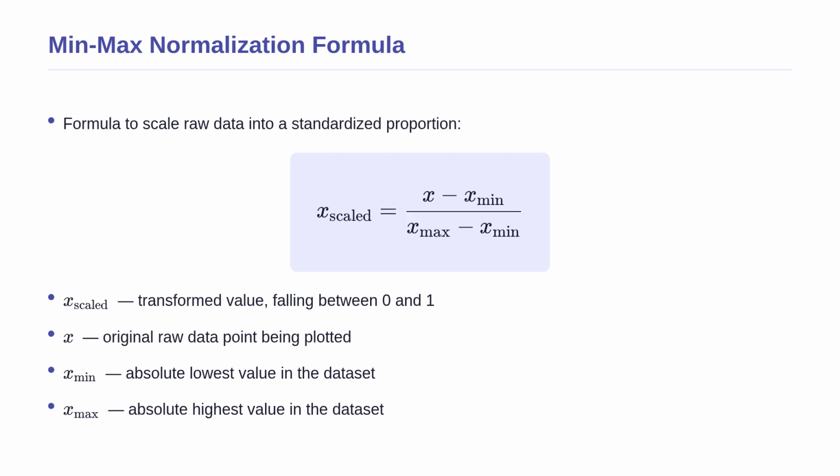The variable x scaled represents the new transformed value, which will always fall between 0 and 1. The symbol x is the original raw data point we are trying to plot. The variable x min is the absolute lowest value in the entire dataset, while x max is the absolute highest value. The denominator represents the total range of the data. If the raw value x gets closer to the maximum value, the resulting scaled value approaches 1, meaning the digital tool will draw the bar closer to the top of the chart.